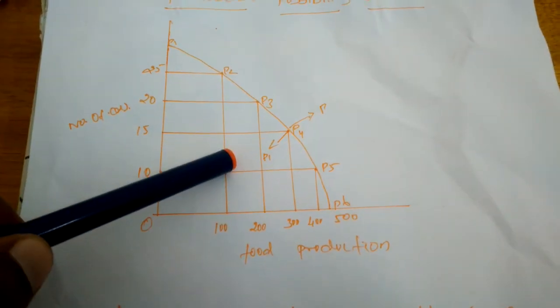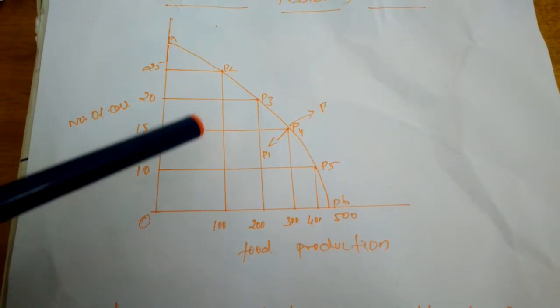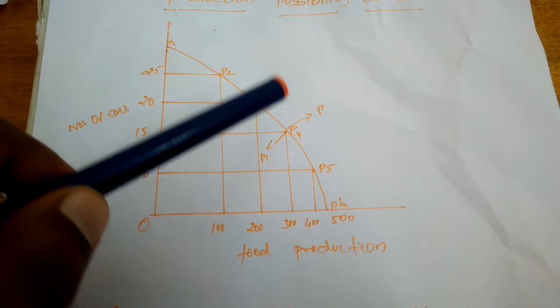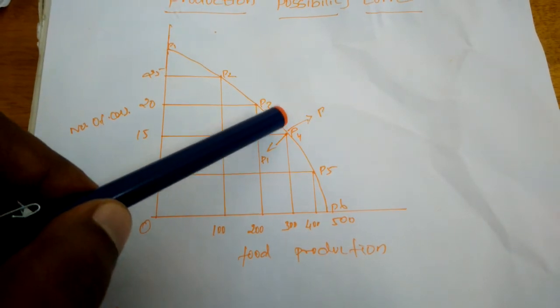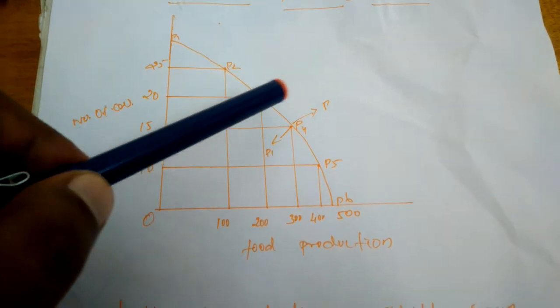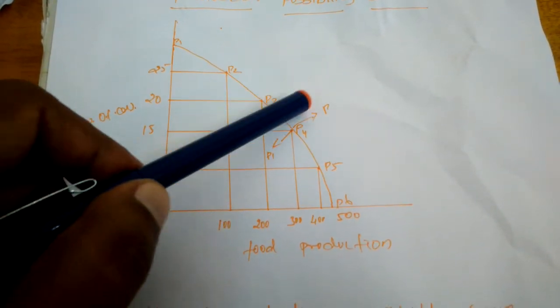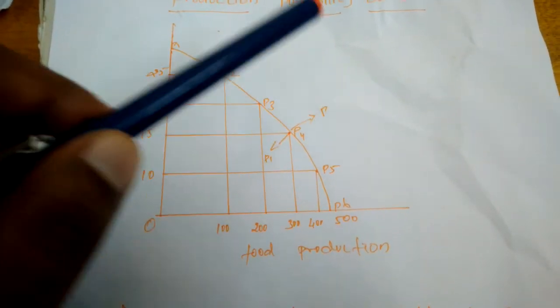because if it selects any point under the locus of the possibility curve, natural resources will be wasted. At the same time, no nation will be able to produce beyond the locus of the possibility curve, because the natural resources are not sufficient to produce that commodity.